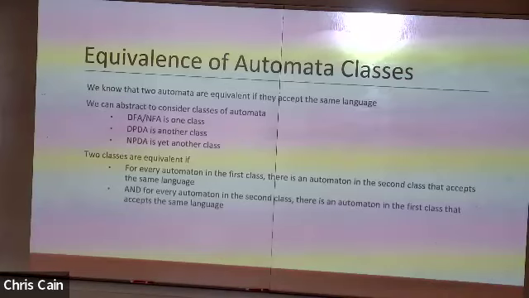And for every automaton in the second class, there's an automaton in the first class that accepts the same language. That's kind of important too, right? We know that we can make DPDAs simulate DFAs or NFAs, but we absolutely cannot make a DFA or NFA that is able to simulate every possible DPDA. There will be some of them that recognize languages that a DFA or an NFA cannot possibly represent.